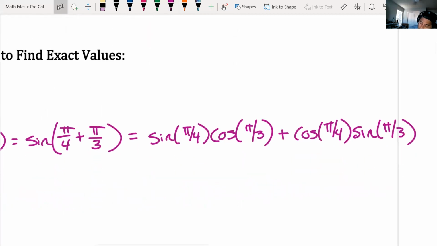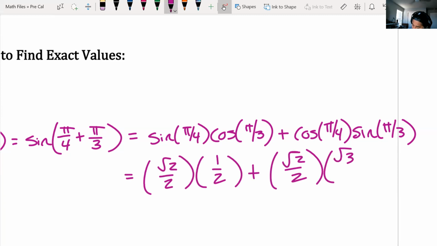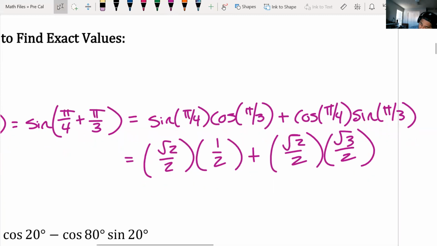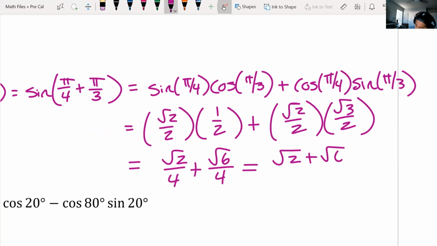Perfect. Okay. And now unit circle, sine of pi over 4. What is that? Square root 2 over 2. Cosine of pi over 3. Half. Plus cosine of pi over 4. Square root 2 over 2. And sine of pi over 3. Square root 3 over 2. There you go. Put it together. Square root of 2 over 4 plus square root 6 over 4. There we go.